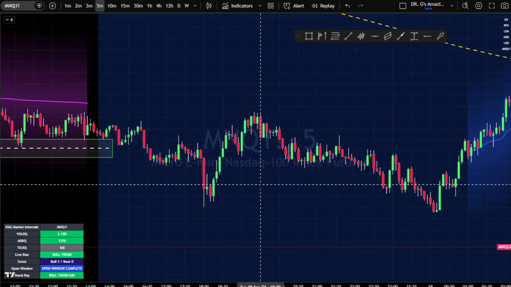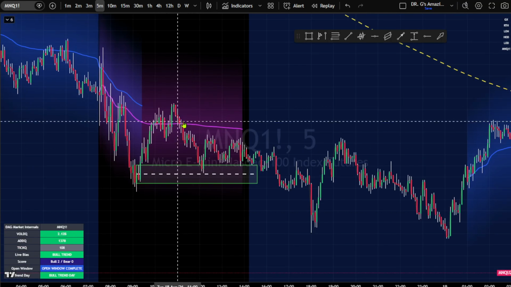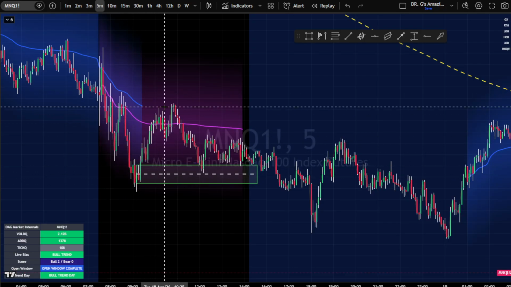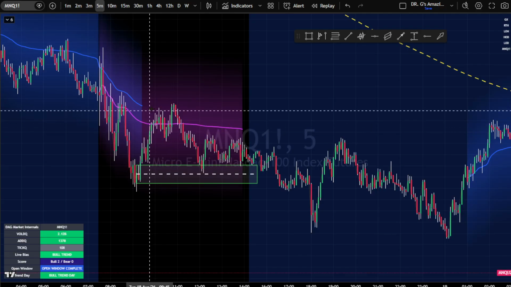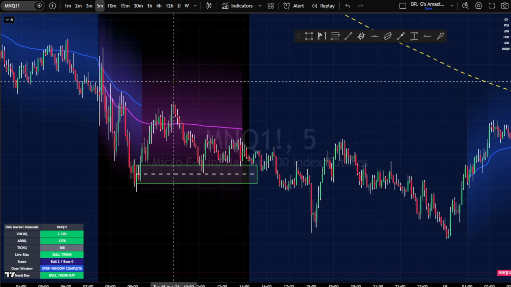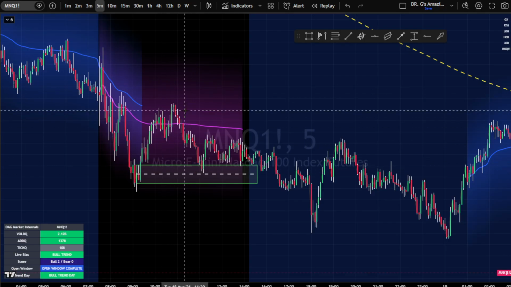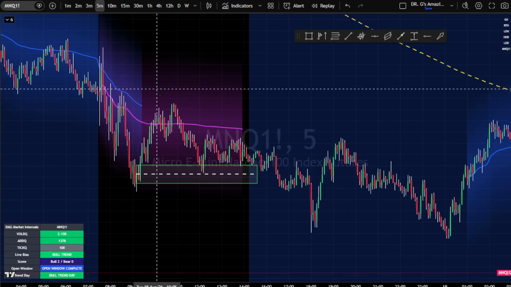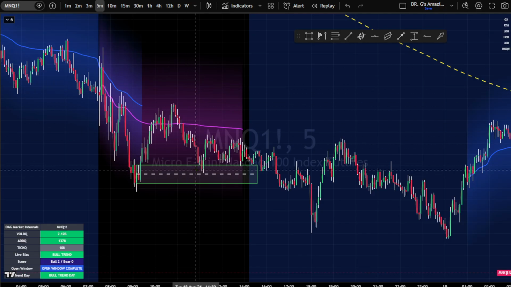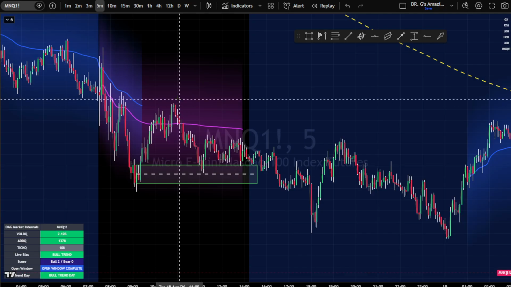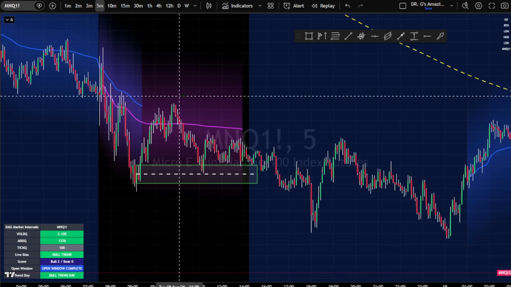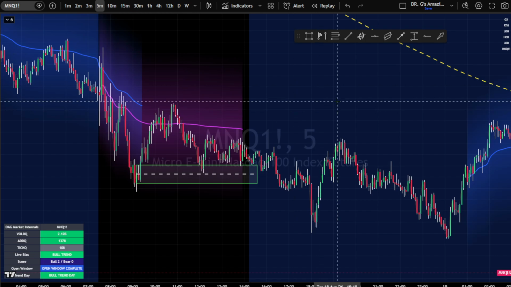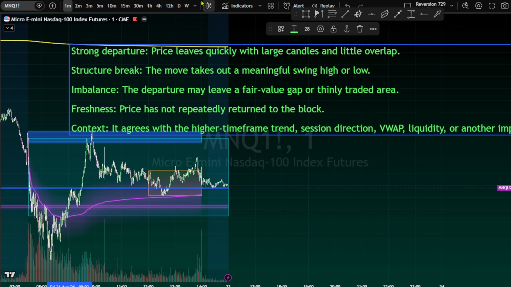Okay, going back to the rules, we need a structure break. Now we can say right here that we didn't break the structure. We did break this structure going down, but we would typically want a structure that broke above here and came back down. The reason why is this shows that there are willing buyers up here. When it comes back down and hits, there's a much higher chance of this coming back up if this broke structure, and there's some acceptance up here with any buyers, and obviously it's true if we're going down.